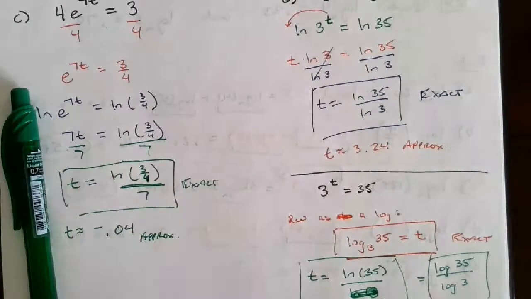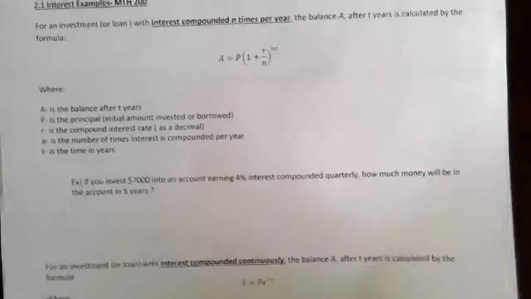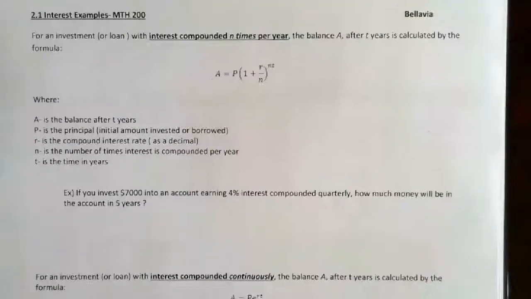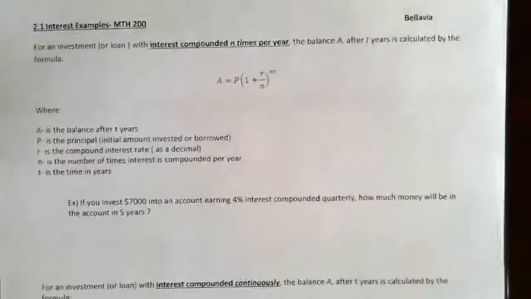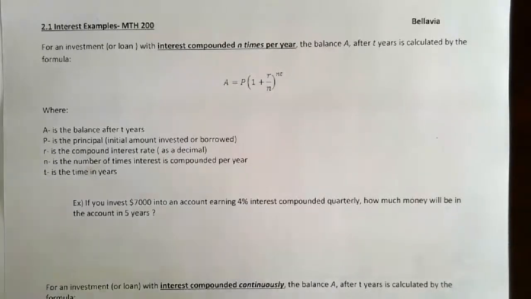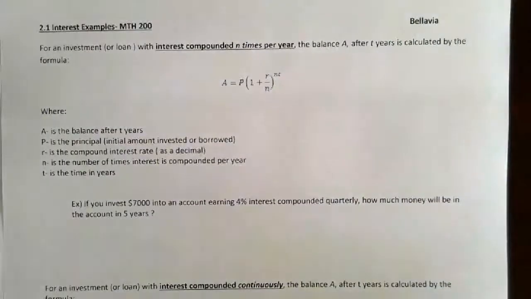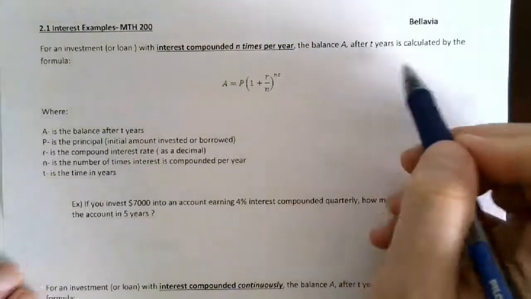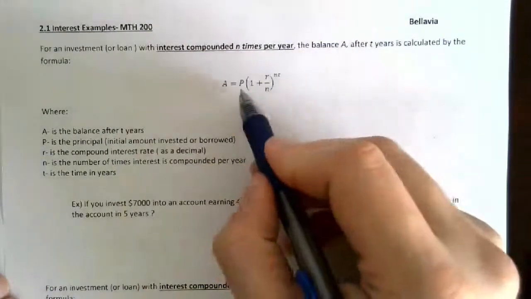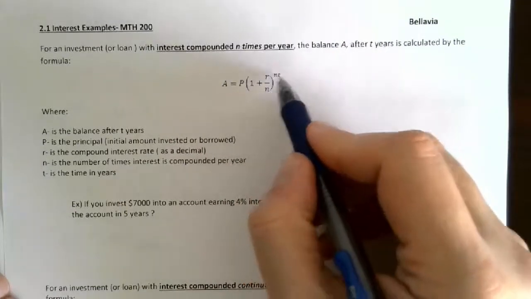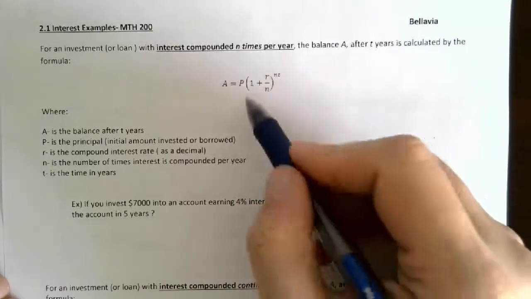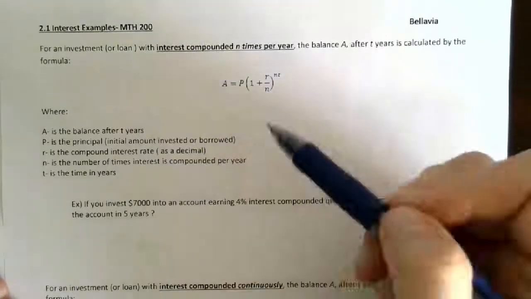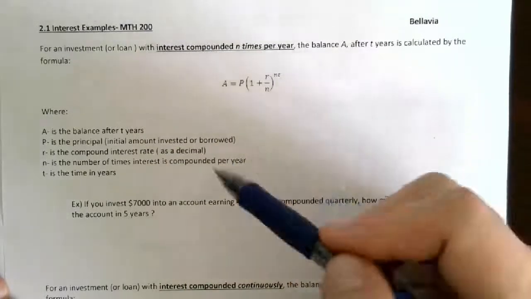The last thing we'll look at here is just some applications using the interest formula. And you probably are familiar with this from earlier, but this handout here talks about interest compounded n times per year, and then we'll talk about a new way of looking at it using exponentials. So it says for an investment or loan with interest compounded n times per year, the balance A after t years is calculated by the formula, and we have A equals P times, in parentheses, 1 plus r divided by n, all that part to the nt power, where A is the balance after t years, so it's the amount in the account after t years if left untouched.